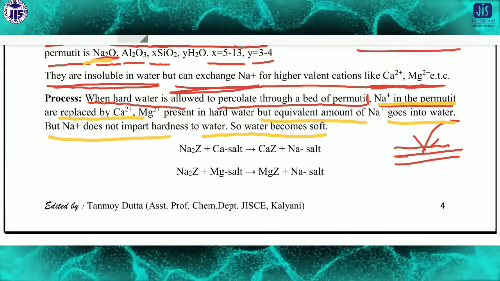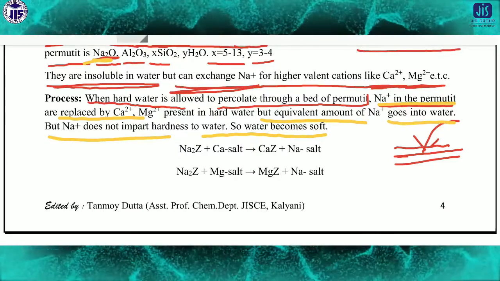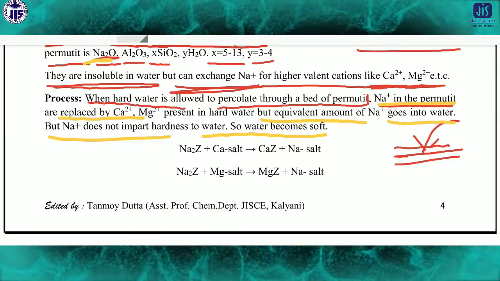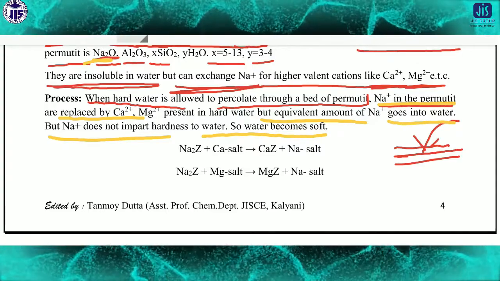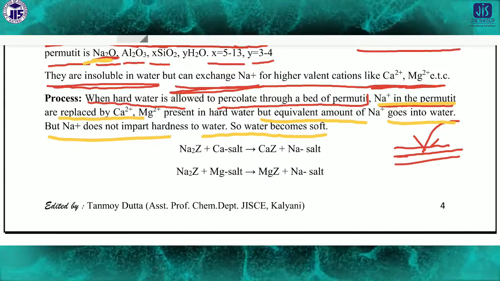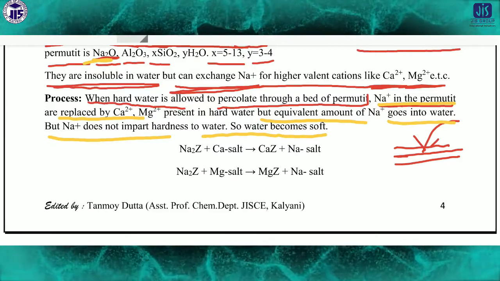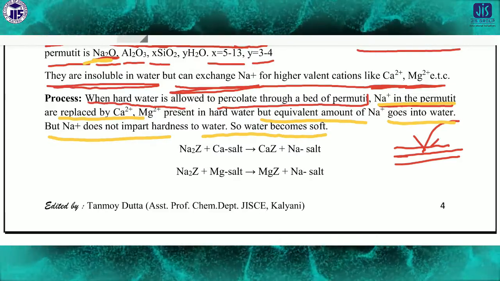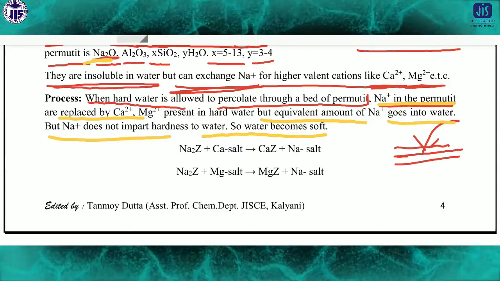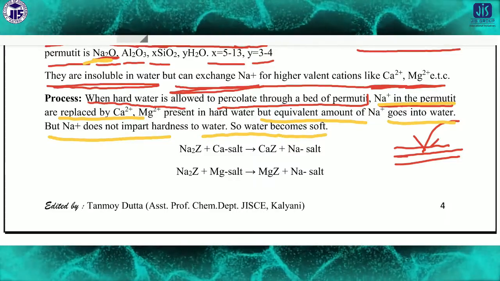So what water we are getting, or what water will we get after removing the permanent hardness? This water will contain the sodium ion. If you check the reaction, then it will be more clear. If Na+ remains in the water, there will be no problem, because Na+ will not impart any kind of hardness. So no such problem arises regarding the hardness.